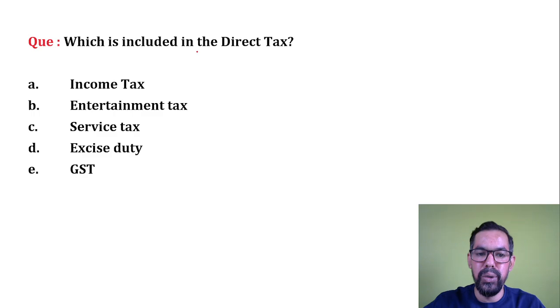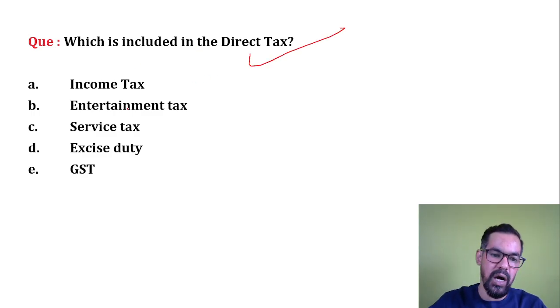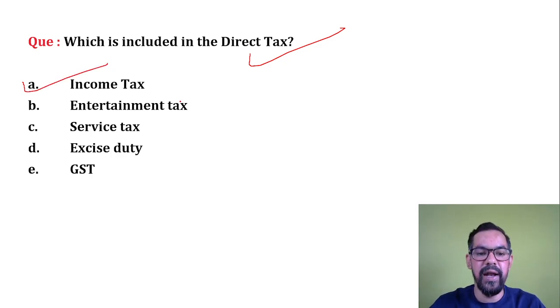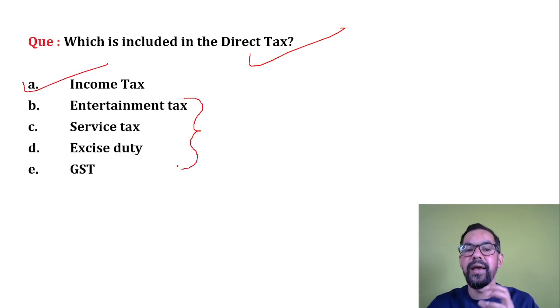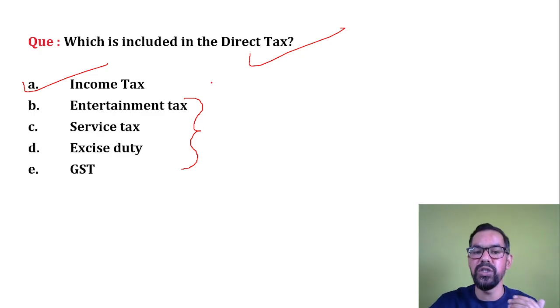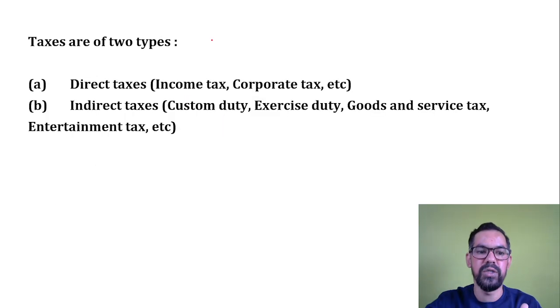Which is included in direct tax? So which out of these is direct tax? What will be your correct answer? Income tax, entertainment tax, service tax, excise duties, GST. So these are all part of indirect tax. Okay. So A is the correct answer.